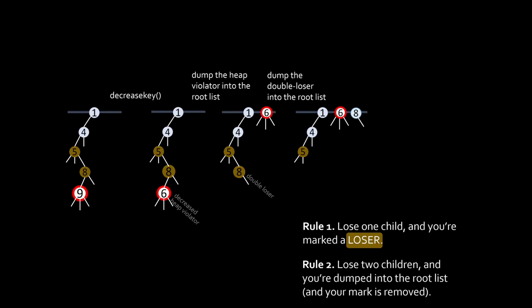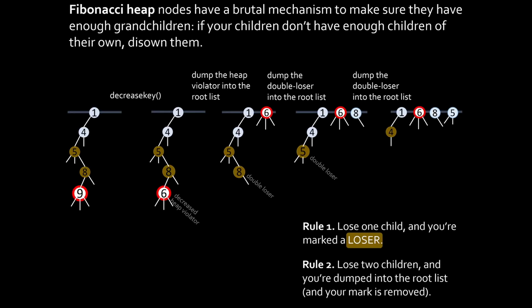Okay, so let's review. The node 5, previously it had been marked as a loser. It lost one of its children, so it's a double loser. So we apply this disowning rule. The 5 gets dumped into the root list. And at the end of it, 4 lost one of its children, so we'll mark 4 as a loser. So just to repeat, Fibonacci heap nodes have a brutal mechanism to make sure they have enough grandchildren. If your children don't have enough children of their own, then you disown your children.